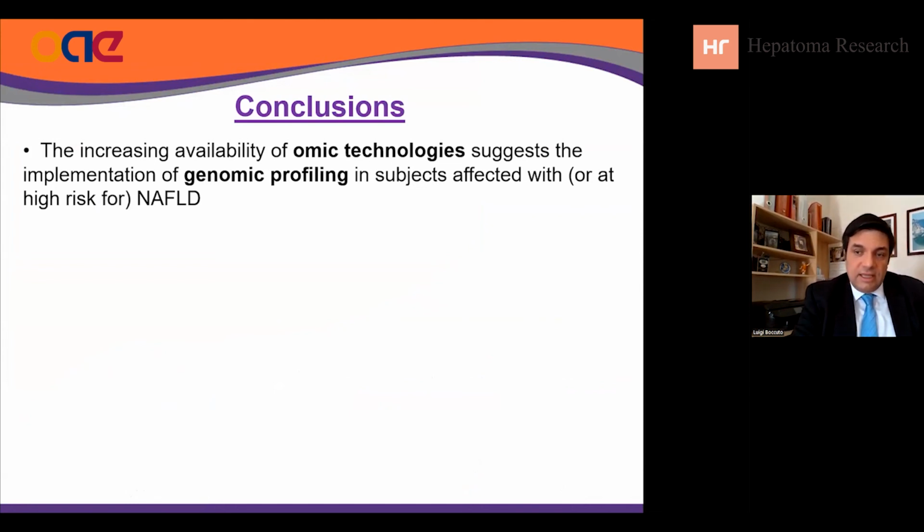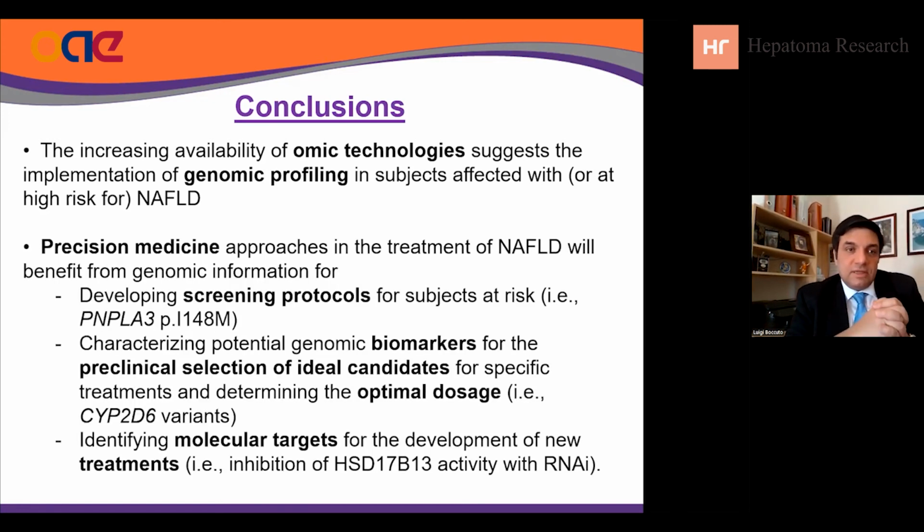So in conclusion, we're living now in an era where we have an increased availability of omic technologies. And the data that have been collected and are currently collected are really suggesting that the implementation of genomic profiling of subjects affected with NAFLD, or even better, at high risk, so we can introduce a level of management at the preclinical stage, are really critical, and they can critically improve the outcome of this disorder. Therefore, we want to apply these to the precision medicine protocols.